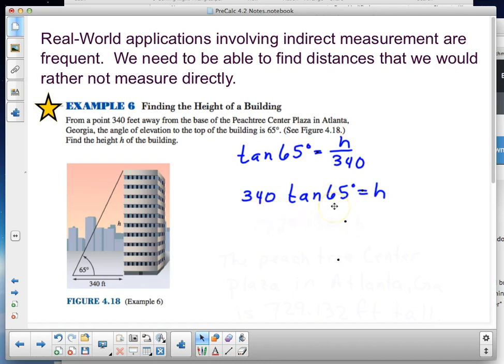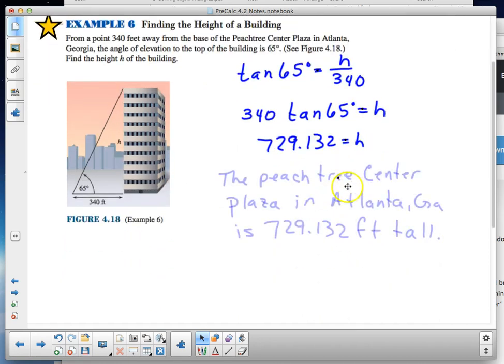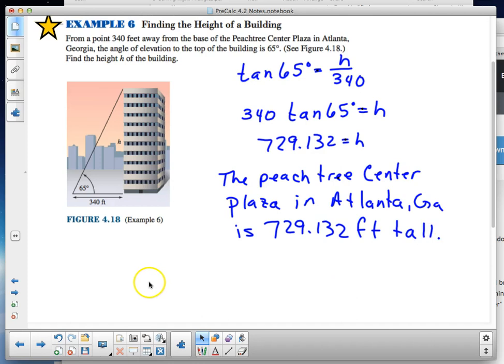So you have to keep in mind the difficult part of this is knowing what mode your calculator should be in. And when you're working with degrees, you're actually working with angles in degree mode in your calculator. So you get 729.132 as your height. Keep in mind, you've got to know your units when you're working with this. So you're going to find out that the Peachtree Center Plaza in Atlanta, Georgia is 729.132 feet tall.